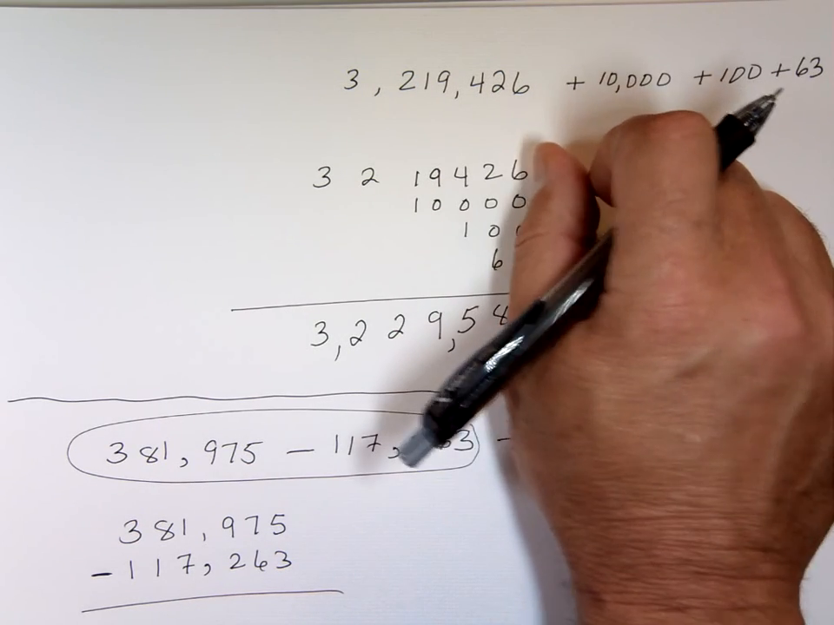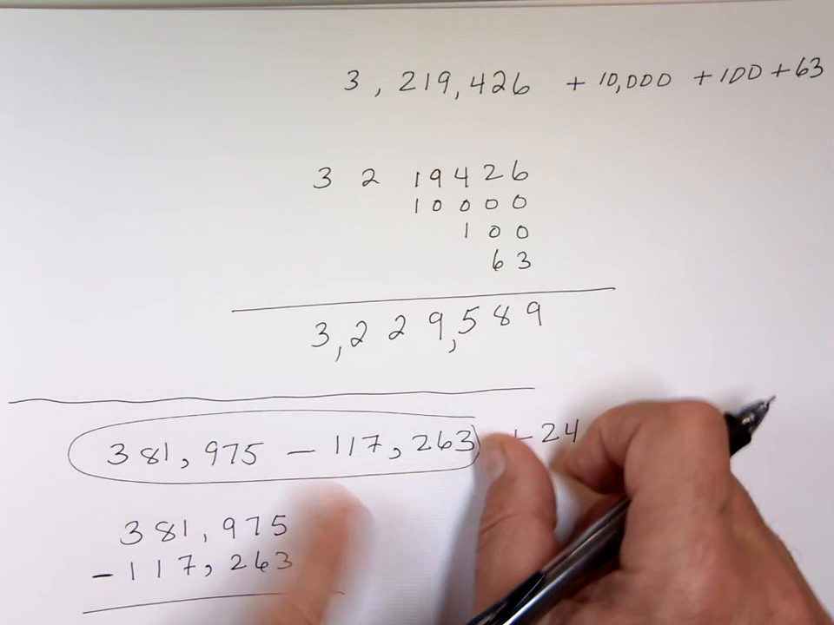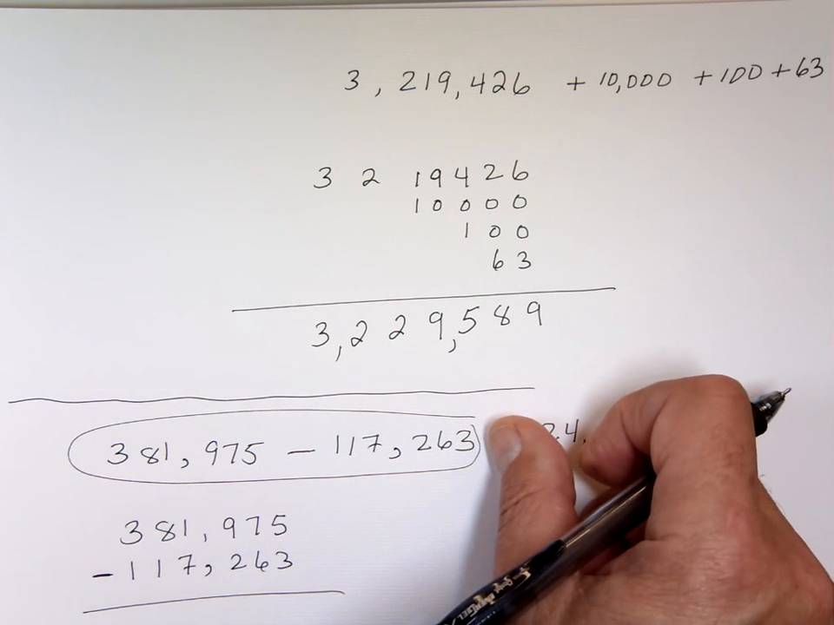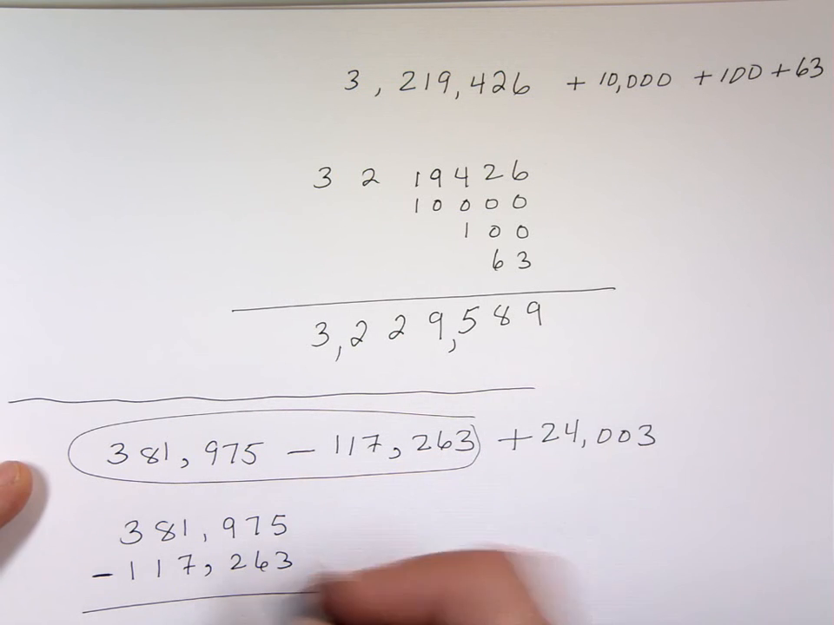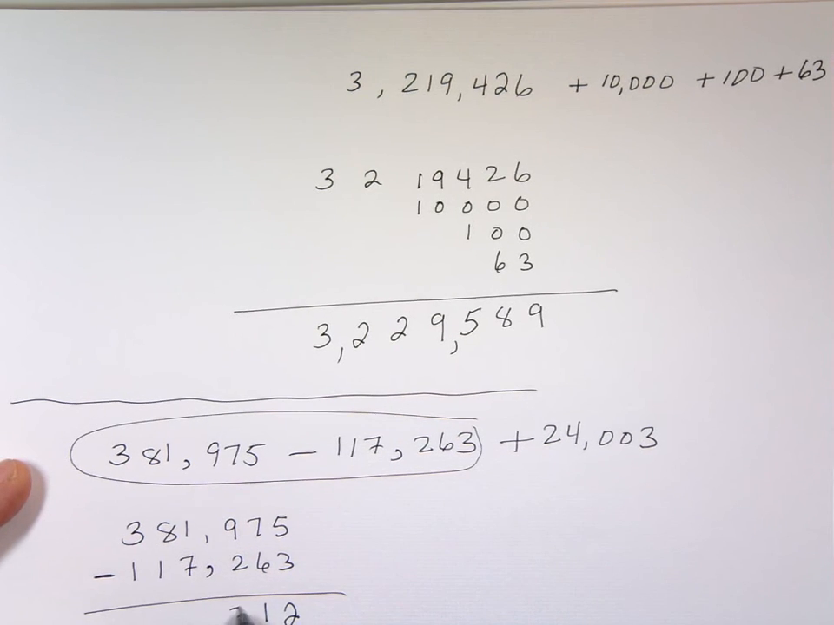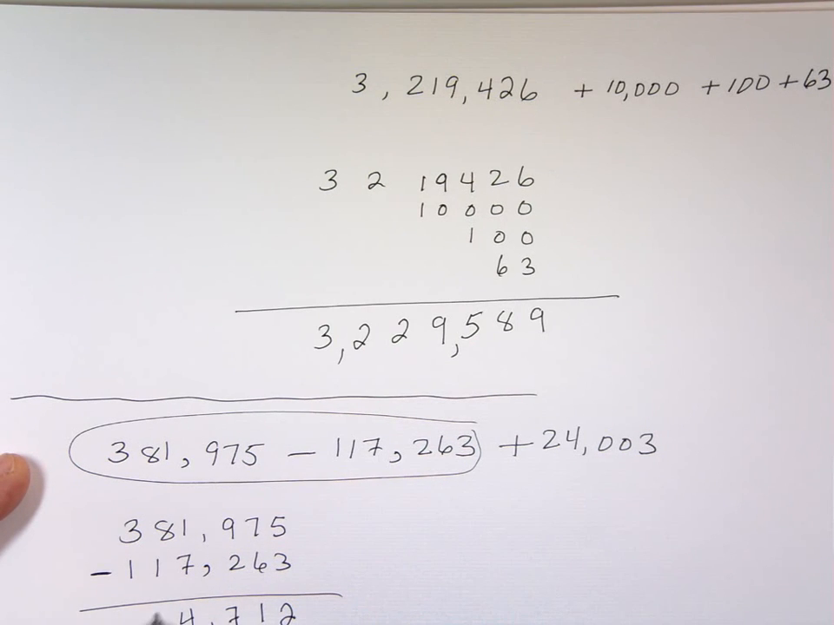That could be actually working on a project. We're building a shopping mall. We just spent $117,263 on excavation. How much money is left there? 3 from 5, 2. 6 from 7, 1. 2 from 9, 7. 7 from 1, can't. 7 from 11 is 4. 1 from 7, 6. 1 from 3, 2. That's what's left.